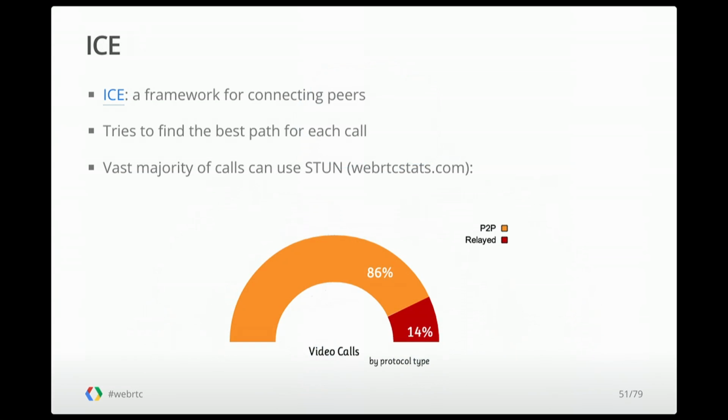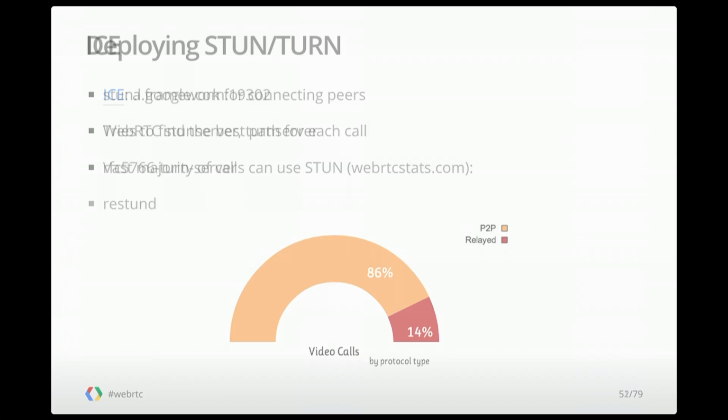And this is all done by a technology called ICE. ICE knows about STUN and TURN, and tries all the things in parallel to figure out the best path for the call. If it can do STUN, it does STUN. If it can do TURN, well then it'll fall back to TURN, but it'll do so quickly. And we have stats from a deployed WebRTC application that says 86% of the time we can make things work with just STUN. So only 1 out of 7 calls actually have to run through a TURN server.